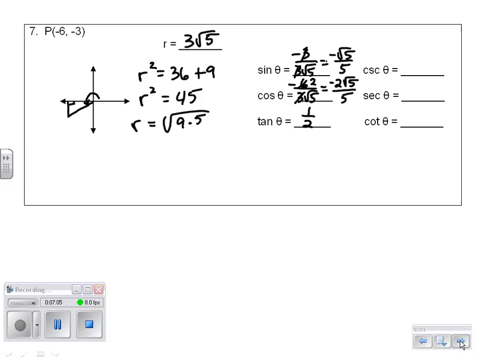Okay, cosecant is going to be negative root 5. Negative root 5 over 1, because the 3's will reduce. Secant is going to be root 5 over negative 2. That's easiest to use its reciprocal, that right there. So I find the shortest and easiest way to find those reciprocals, and then cotan is 2.